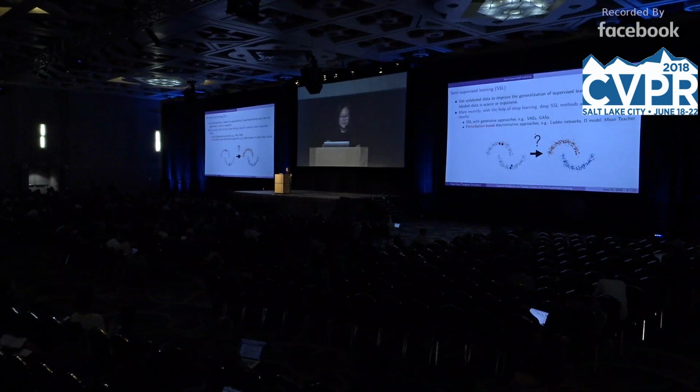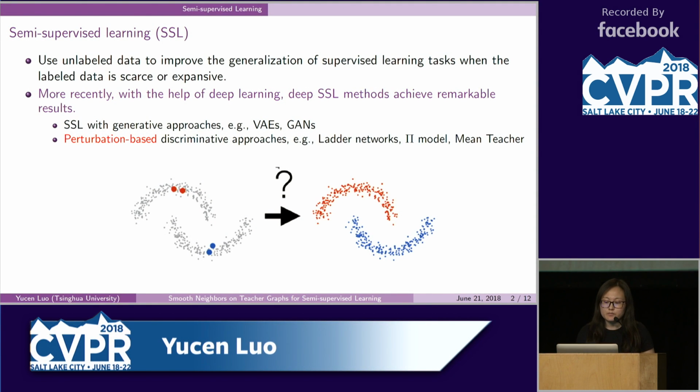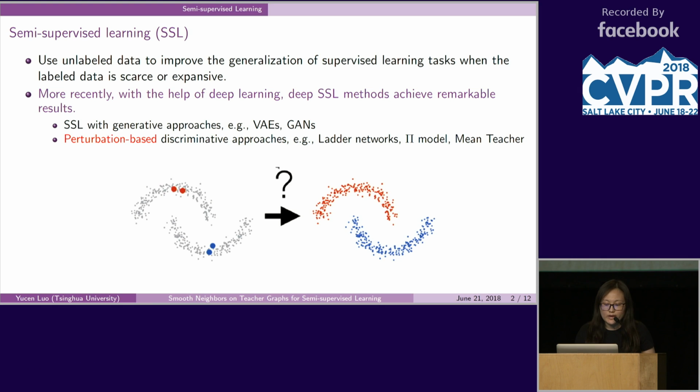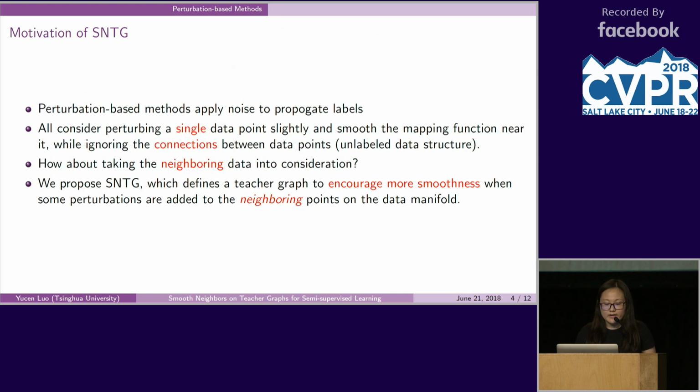As collecting a fully labeled dataset is often very expensive and time-consuming, we want to use a large amount of unlabeled data to improve the generalization performance. More recently, due to the great advances of deep learning, deep semi-supervised learning achieves remarkable results. One is the combination with deep generative models such as VAEs and GANs. Another is the perturbation-based approaches, which explore the idea that classifiers need to be invariant to local perturbations along the data manifold, such as the Pi model, temporal ensembling, and the mean teacher. They define a consistency loss that encourages invariant predictions between a teacher model and a student model under some perturbations. The teacher is usually a self-ensembling of student models, which is a little better than the student.